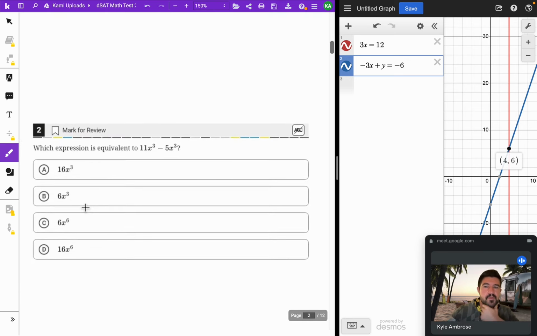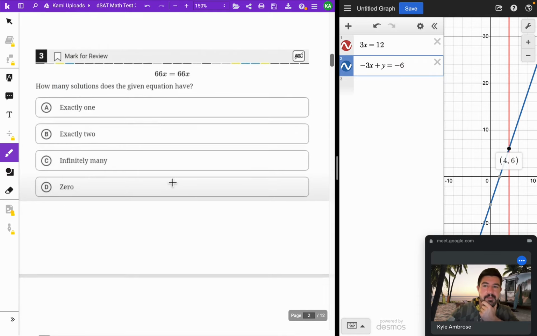Number 2, which expression is equivalent to 11x cubed minus 5x cubed? That's easy. You can just subtract 11 minus 5. You get 6, and it's 6x cubed. You don't subtract or do anything with the exponents, and so we get B.